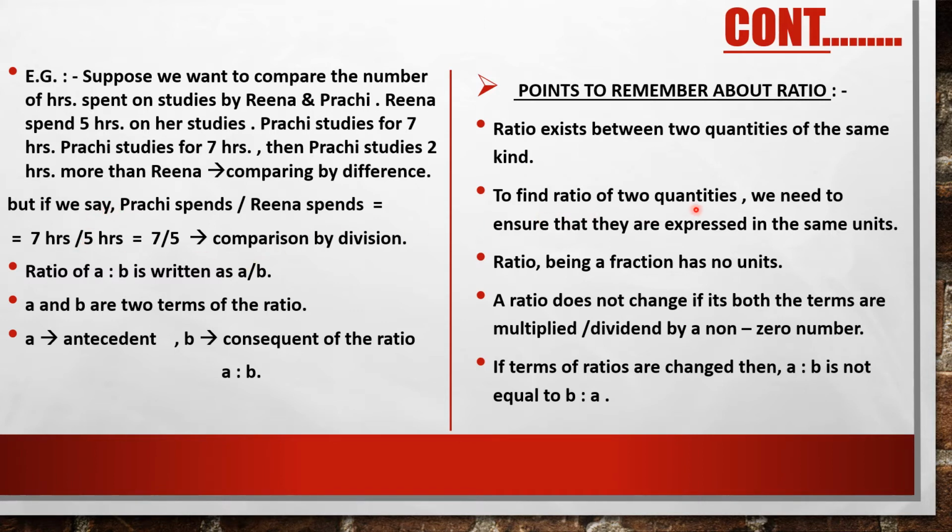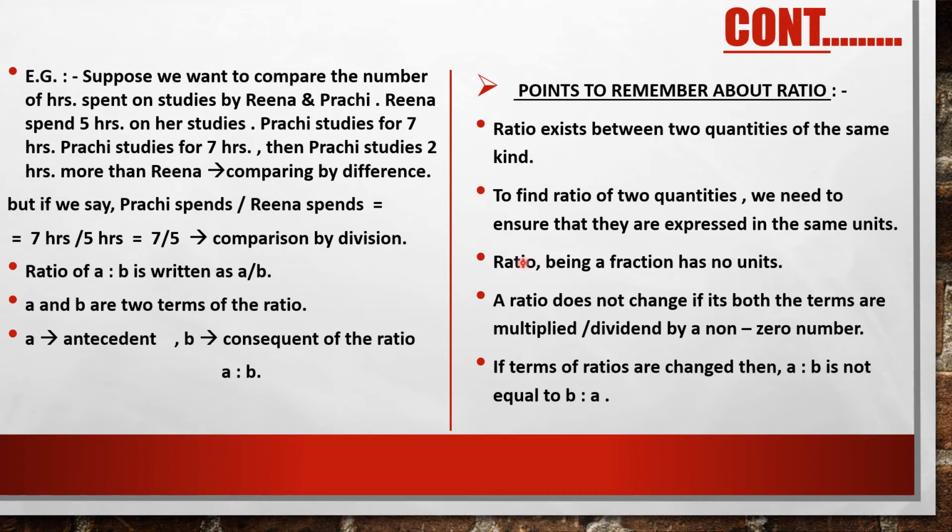To find the ratio of two quantities, we need to ensure that they are expressed in the same units. Remember children, when you are comparing any two quantities, make sure that both the quantities have the same unit. As in this example, both the quantities are expressed in hours. Then only it is easy for us to compare the number of hours spent on studies by both Reena and Prachi.